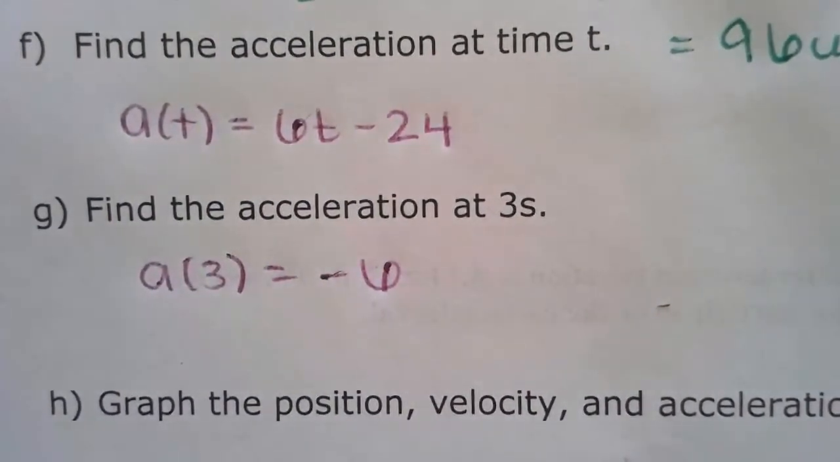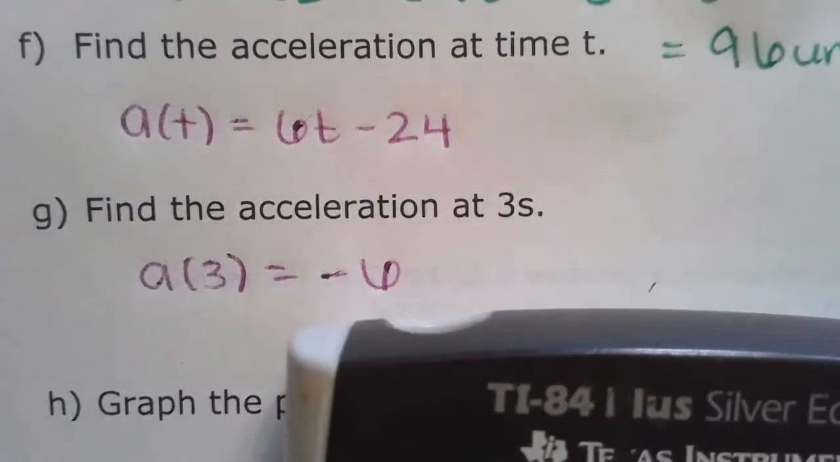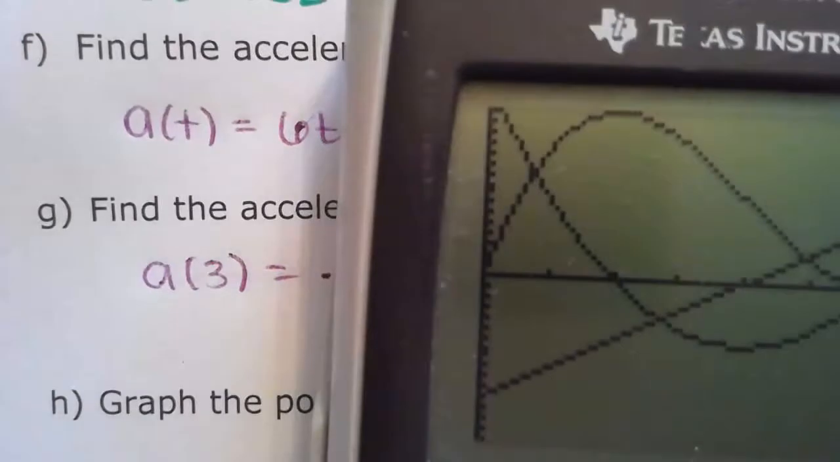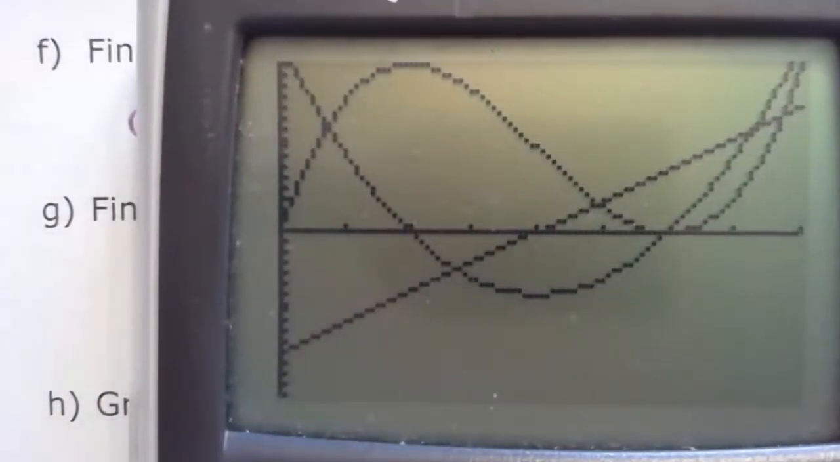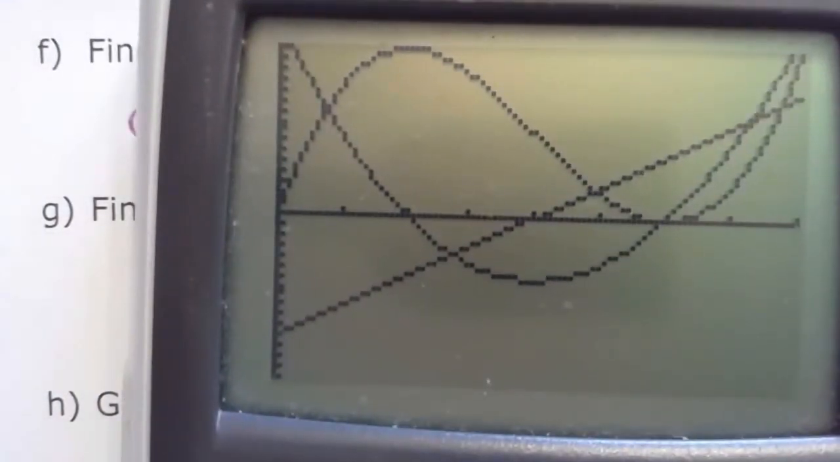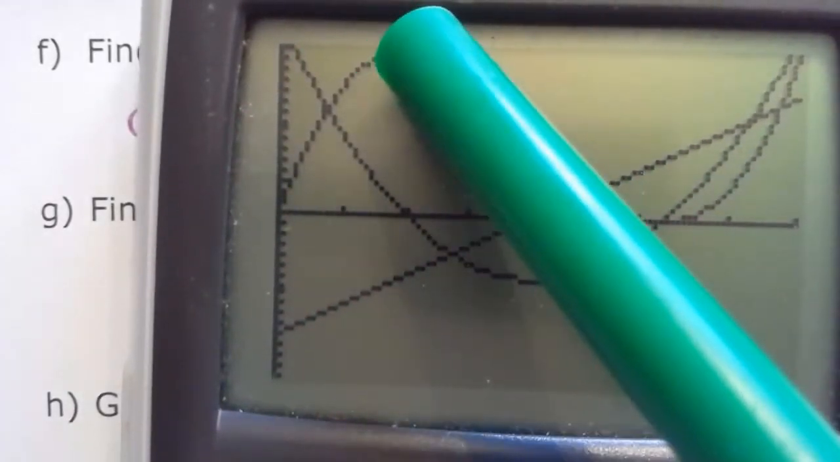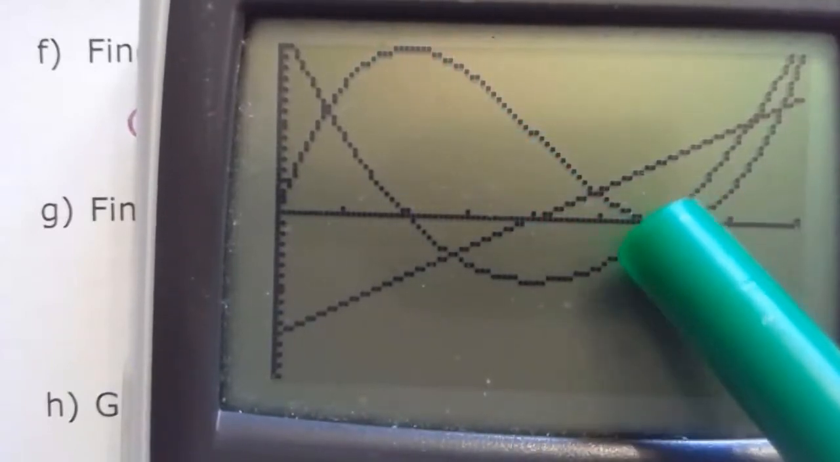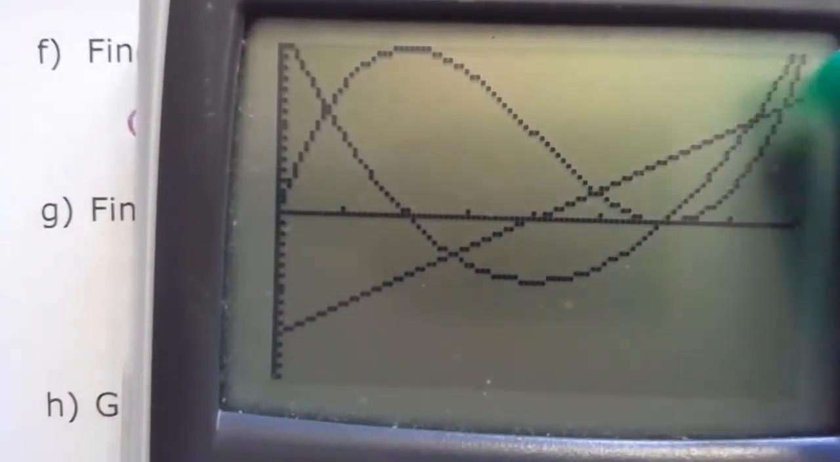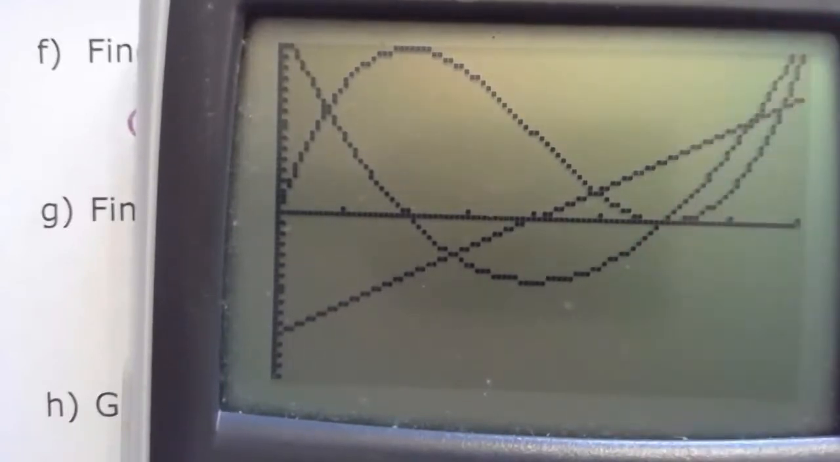Acceleration. Acceleration is the derivative of velocity. So the acceleration is 6t minus 24. The acceleration at 3 seconds is -6. And then when we graph each of these functions from 0 to 8, we can see that position is in fact increasing, maxes out at 2, decreases to 6, and then increases again from 6 on.